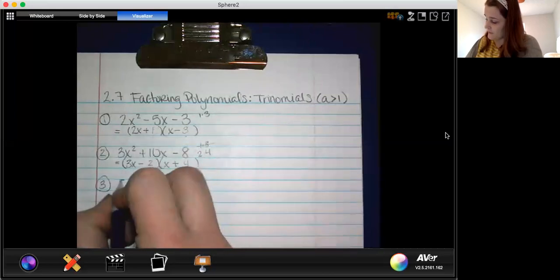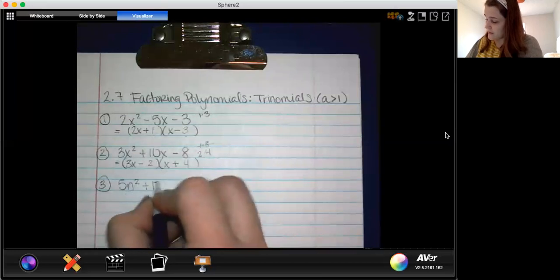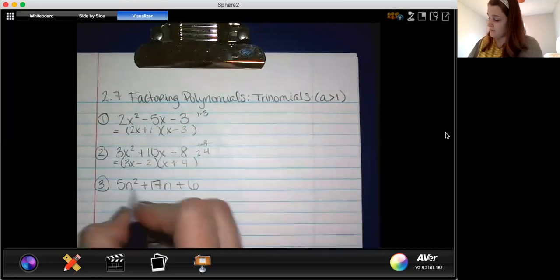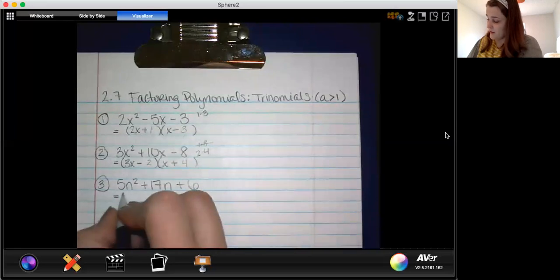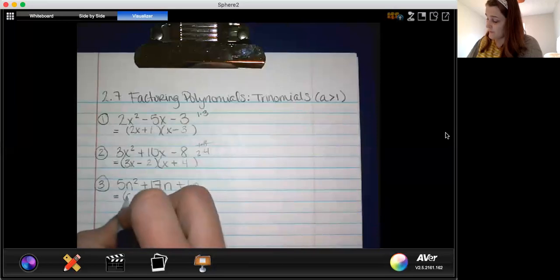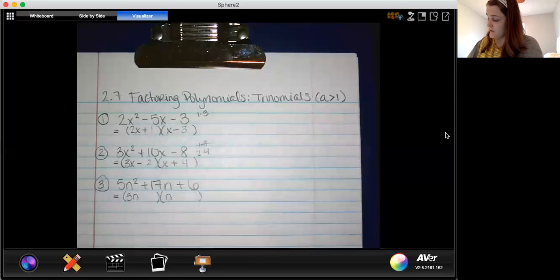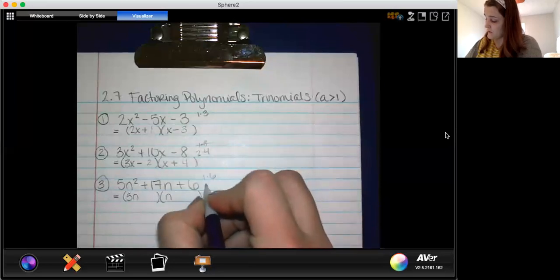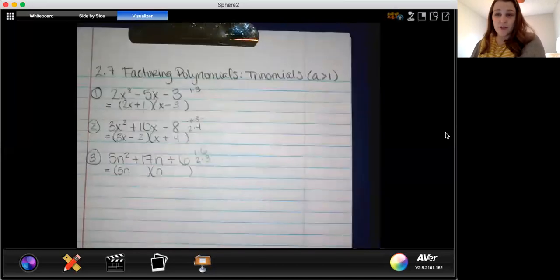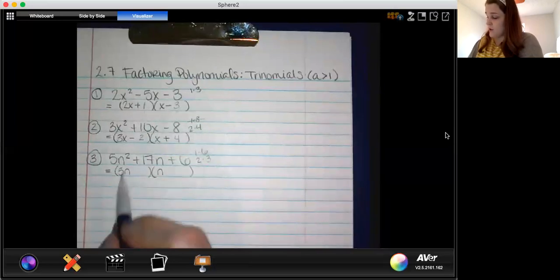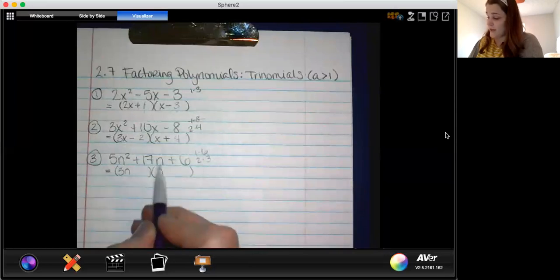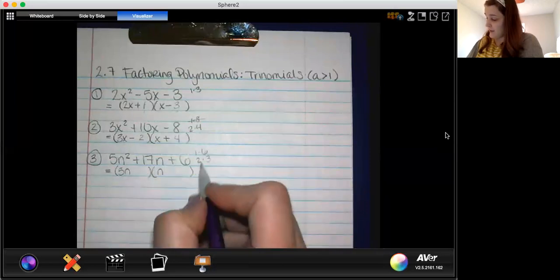Okay. 5n squared plus 17n plus 6. Okay, so again, GCF, there's none. Set up your binomial for your first term. So 5n squared would be 5n and n. Factors of 6: 1 and 6, 2 and 3. Okay. And again, think about things a little bit more logically and you won't have to try as many things. So we know we don't want to multiply 5 and 6, right? Because that, again, is going to give us way too much. So we don't want that.